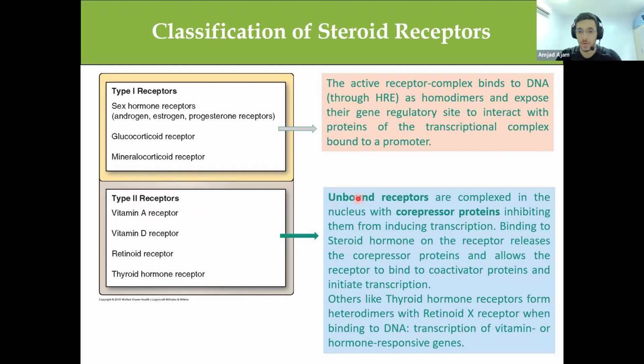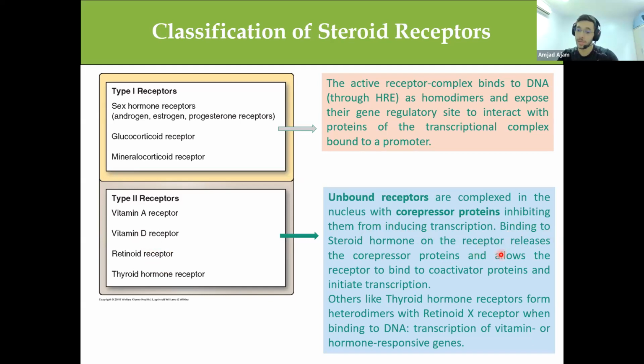And this thing is called the co-repressor proteins. So when we have unbound receptors, they are complexed in the nucleus with co-repressor proteins. And this co-repressor protein will inhibit transcription. Why? Because again, we don't have a hormone. We don't have a steroid hormone or vitamin A, vitamin D molecules. However, when a steroid hormone comes to the nucleus, it will bind to the receptor.